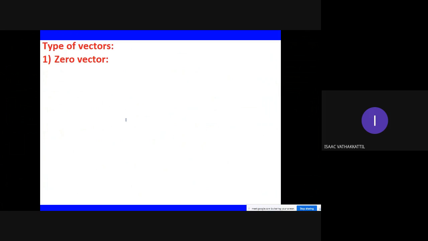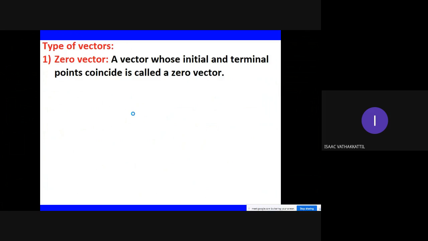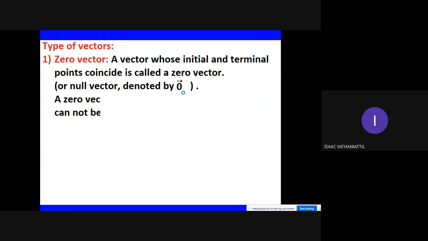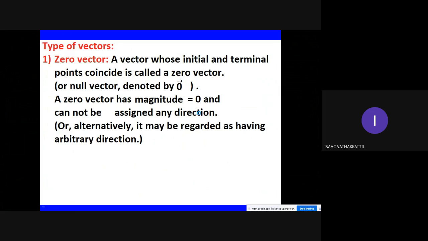The types of vectors. Zero vector: a vector whose initial point and terminal point coincide is called a zero vector, or a null vector, denoted by 0 with a vector symbol. Zero vector has magnitude 0 and cannot be assigned any direction, or alternatively we can say it is regarded as having arbitrary direction. You can assign any direction, or cannot say it has a specific direction. It has arbitrary direction.